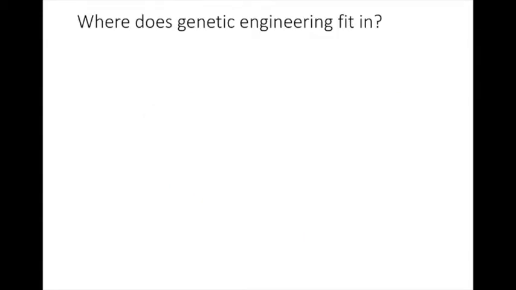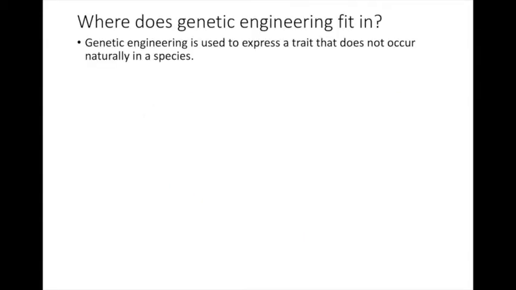Many of our articles that we read were about genetic engineering, so where does that fit in? Genetic engineering is used to express a trait that does not naturally occur in the species. This is where we are putting alleles into a species that doesn't normally exist. They could be dominant, they could be recessive. If you remember the gene drive, that's a very dominant gene. So what that does, if it's inherited by the offspring, it will render all of the males sterile. The males will not be able to reproduce, and a species can die out very quickly for that.